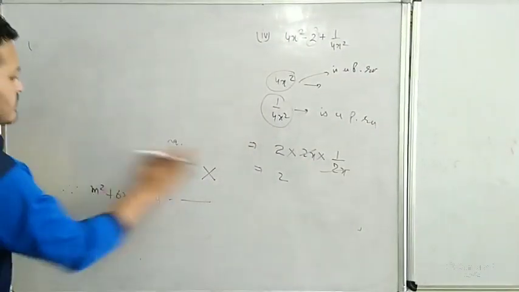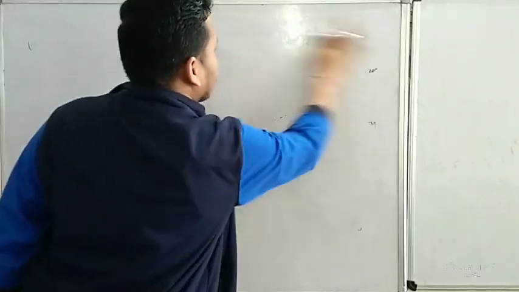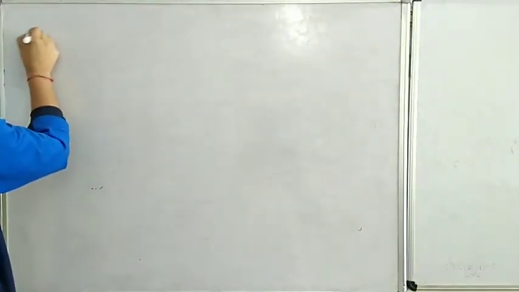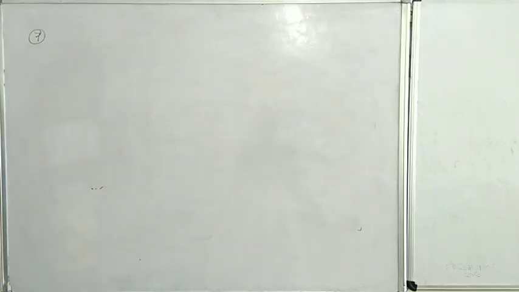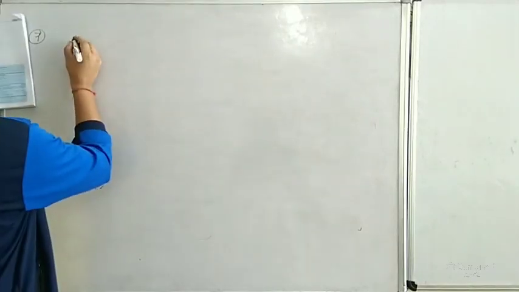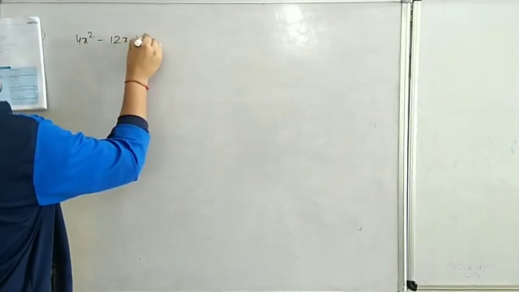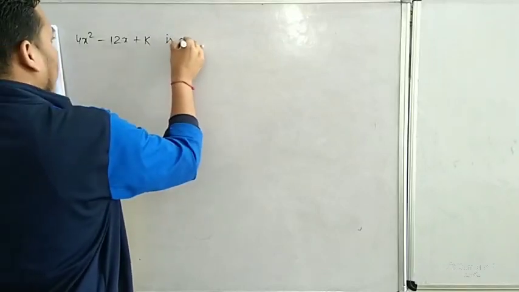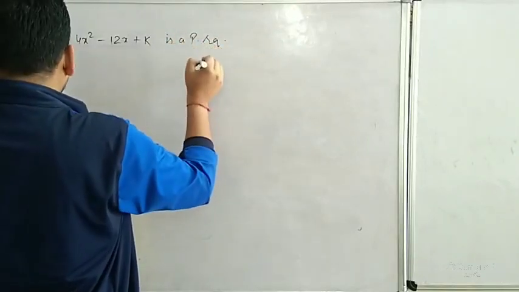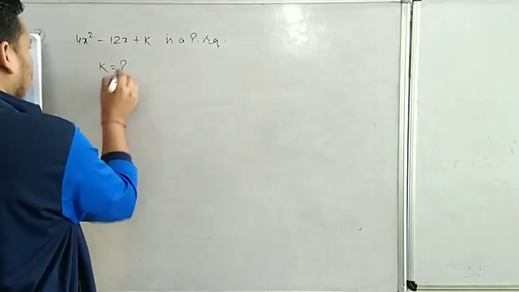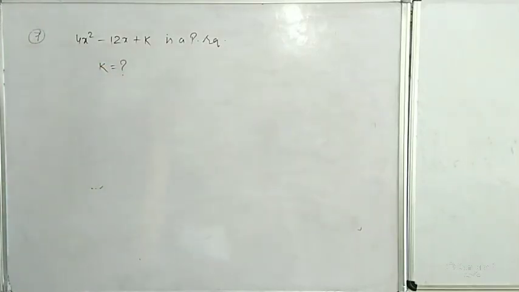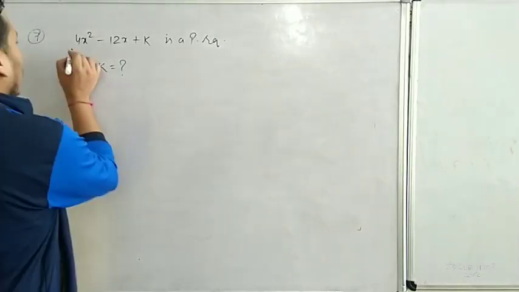Now the next question I am taking, question number 7. Question number 7 is: 4x square minus 12x plus k is a perfect square. Find the numerical value of k. Means what is the value of k?